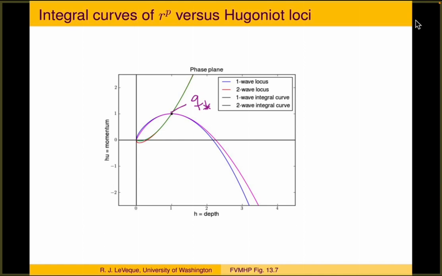But now we can also look at the two integral curves, with the formulas we just derived, going through this same point, and that gives us the magenta and green curves. Sorry, the colors didn't show up in the legend for some reason for those, but the magenta curve is the one-wave integral curve, and the green curve is the two-wave integral curve, and they're very close to the one-wave Hugoniot locus and two-wave Hugoniot locus, particularly around the point q star, but they deviate more and more as you get farther away.